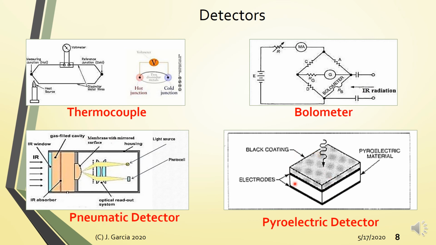The most common pyroelectric detector used is the deuterated L-alanine triglycine sulfate. You can read it up in your textbooks.